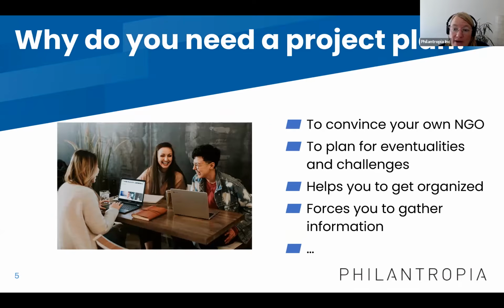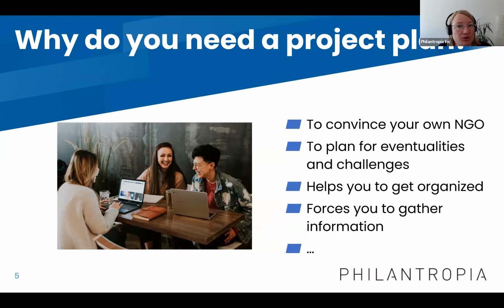So then you also have to think about eventualities and challenges, which is really important, because if you don't think about these things, and if you don't realistically look at the situation as it is, you might be planning a project that cannot be implemented, that is doomed to fail, because you're not thinking of everything that could happen, other factors that might influence your project success.